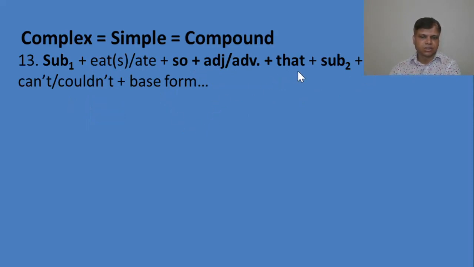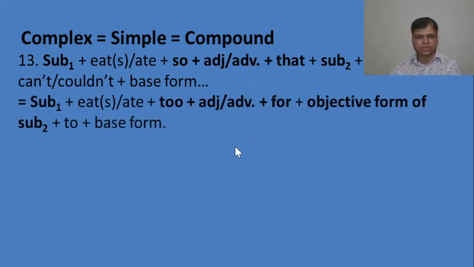So look at the sentence. The sentence contains so that, it is a subordinating conjunction. So if you want to make it a simple sentence, look at the structure. The first clause, that is the independent clause, will be the same. Then instead of so you have to use too, adjective or adverb, and then we have to use for, and the objective form of subject to, then we have to use to base form, that is full infinitive.